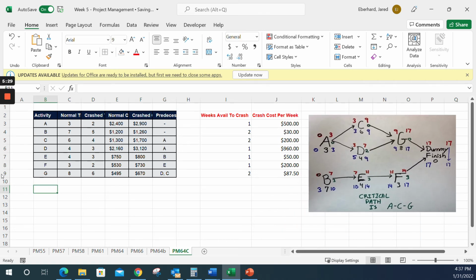First question that I have in this homework assignment is, what is my critical path? My critical path, of course, is the ones without any slack time, so A, C, and G. Next, it asks me, if I were to try to crash a week, which activity would I crash first?